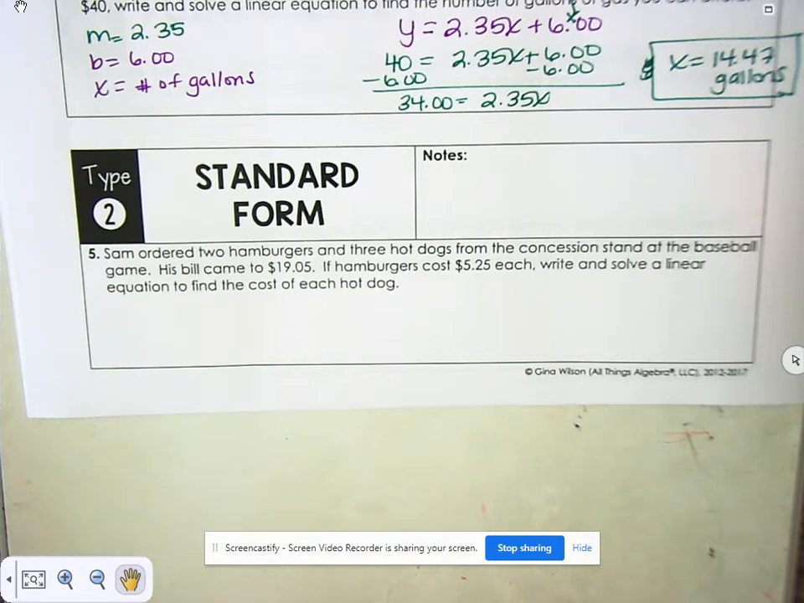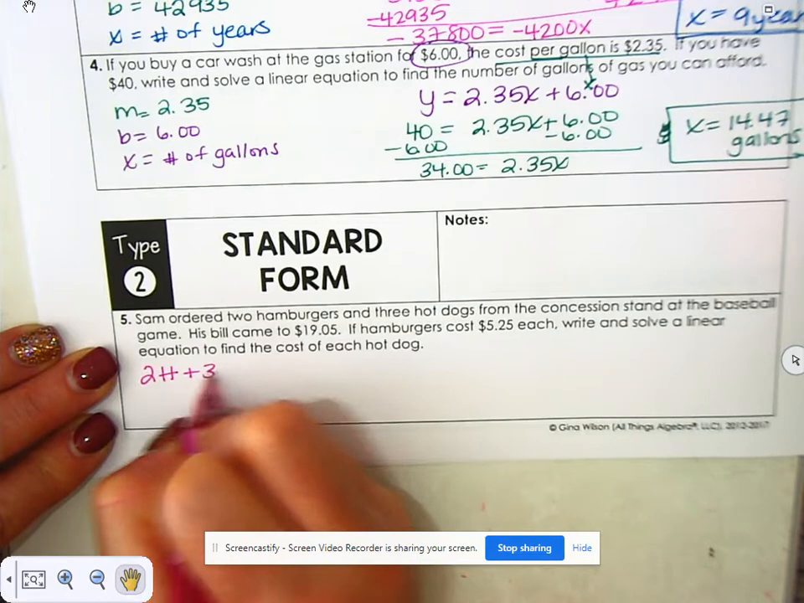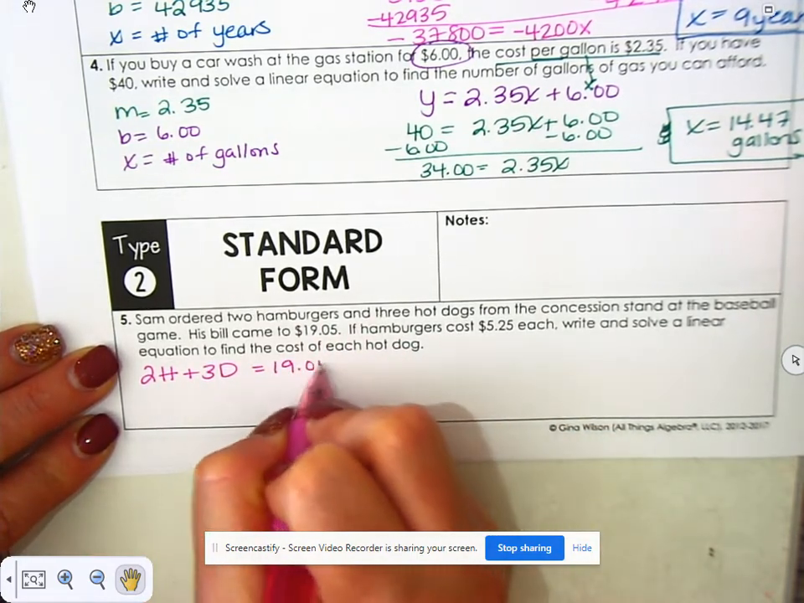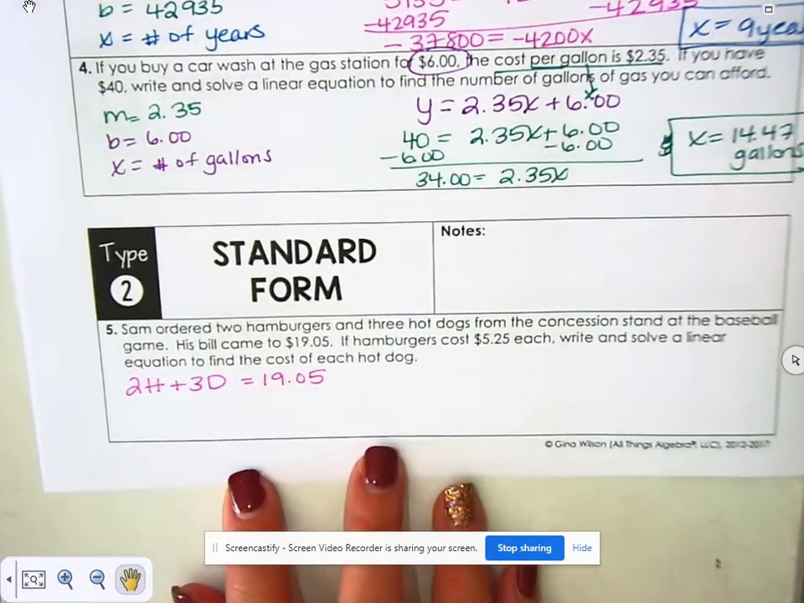Okay, so Sam ordered 2 hamburgers and 3 hot dogs from the concession stand at the baseball game. His bill came to $19.05. Okay, so we're going to start with that. He ordered 2 hamburgers and 3 hot dogs. I'll use the letter D for that. Okay, and his total was $19.05. Okay, we don't know yet what those totals are, what those costs are.